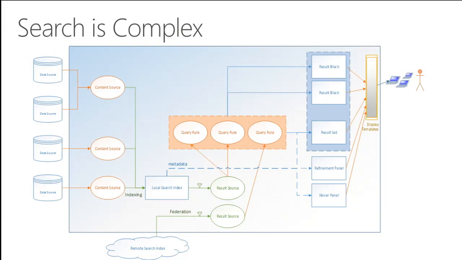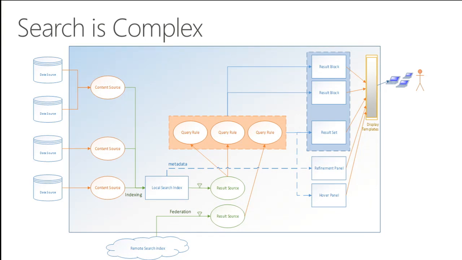This is the flow from the content source to the end users, right? On the left side, you can see the content sources. And I mean the systems where you get the content from. You can define the content sources in SharePoint. Then you have the local index. You have result sources. You have query rules, result blocks. You have the refinement panel, the hover panel.